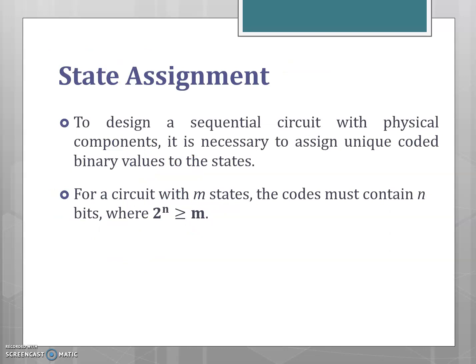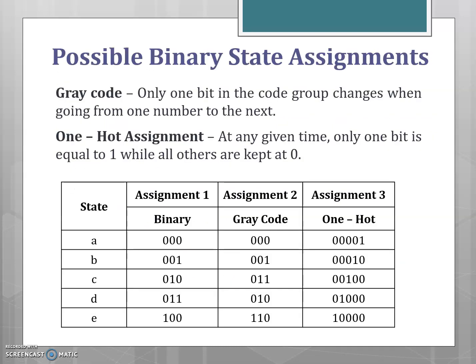Then moving on to state assignment. While designing a sequential circuit, it is always necessary to assign a unique coded binary value to each state. This procedure we call state assignment. Any circuit with m states will have a code with n bits where 2 to the power n is greater than or equal to m. We'll consider the previous example with 5 states A, B, C, D, E.